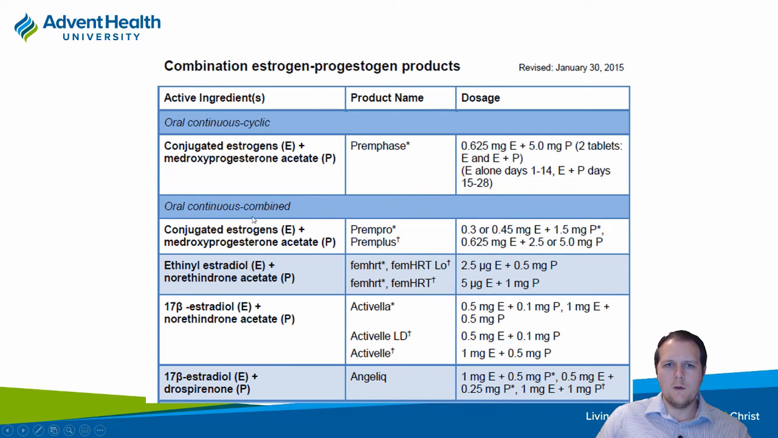Here's an oral continuous combined product where they're just using the same dosage form every single day. There's no withdrawal period there. So for hormone replacement therapy, they don't have to have any kind of withdrawal bleeding. It's just not necessary for these patients, because the progestin is keeping the endometrial tissue in check because it's opposing the effects of the estrogen, right?